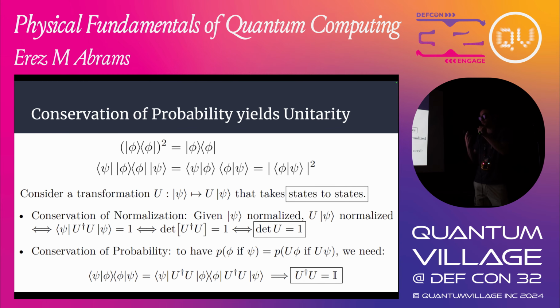Okay. So now we're going to look a bit at transformations. And we're going to show that the conservation of probability, we want probability to always sum to 1, is going to give us unitarity, which I'll explain what that means in a bit. So we're going to consider a transformation U that takes psi to U psi, that takes states to states. So this is an important bit. We're talking about something that takes states, and I'm going to say normalized state vectors to normalized state vectors.